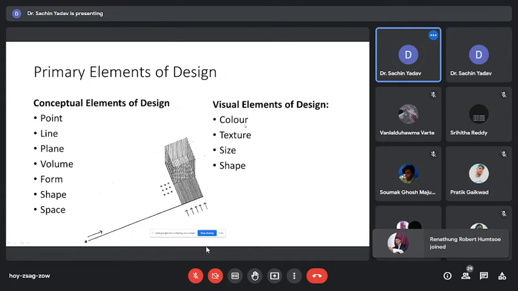Color, texture. Texture, you can feel through touch of the surface, size of the element, shape of the element.